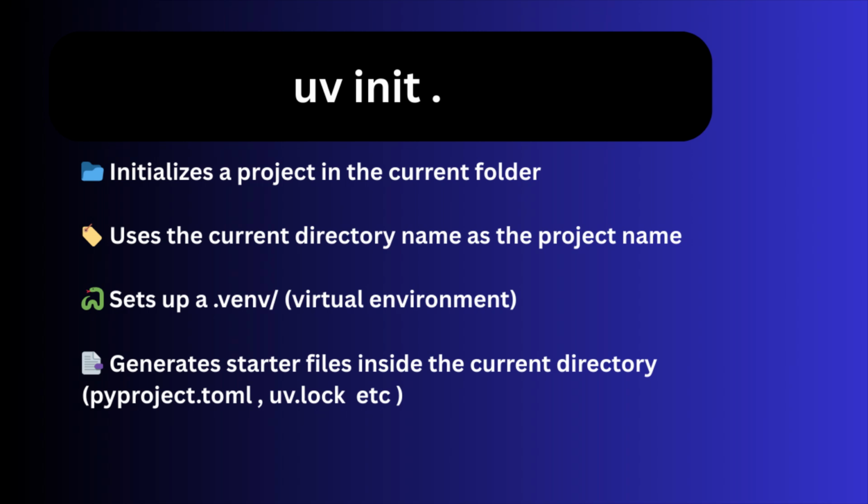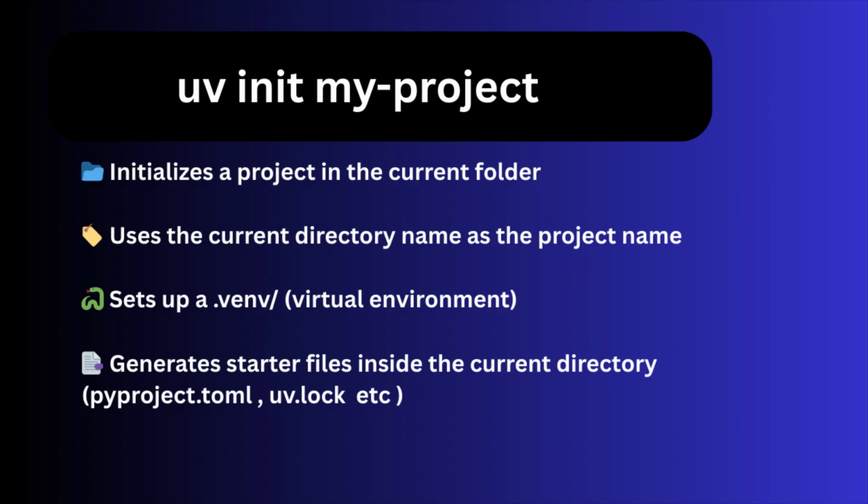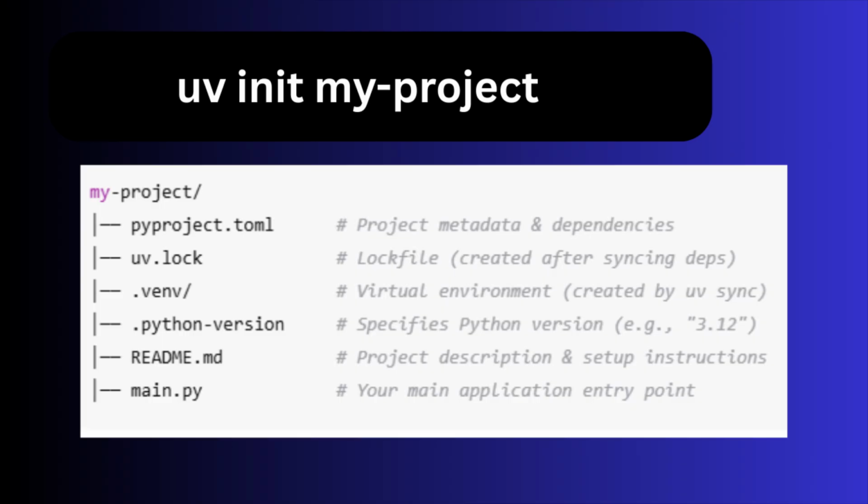uv init is the command to set up the project. When we run uv init, you are telling UV to scaffold a new project. If you run uv init dot, it initializes a project in the current folder, uses the current directory name as the project name, creates the pyproject.toml file, .venv, and the starter files inside the current directory. If you run uv init my project, it creates a new folder named my project and initializes the project inside it and creates the starter files inside it. It mainly creates files like main.py, pyproject.toml file, uv.lock, etc.